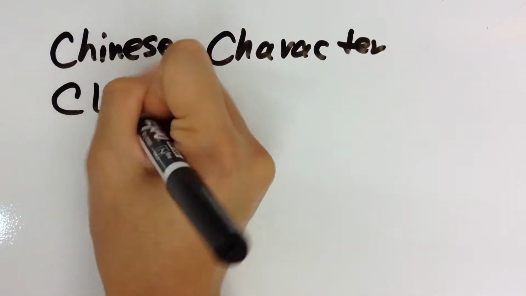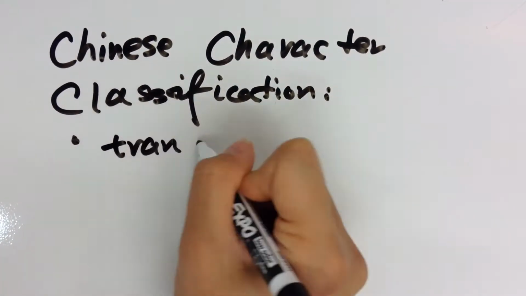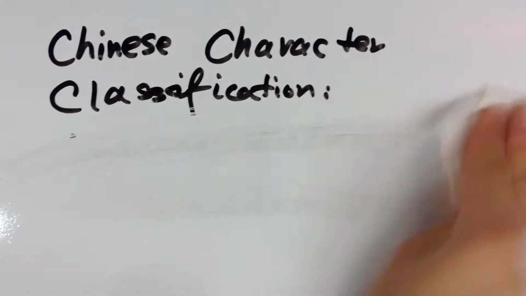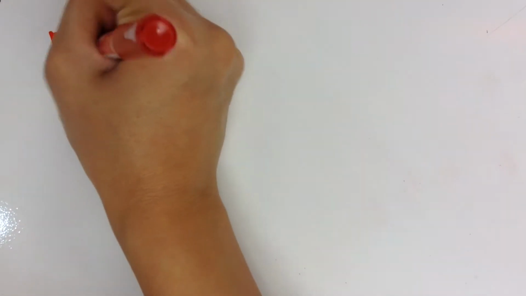Today I will introduce the rest of Chinese character classification: transfer characters and loan characters. As I talked about in the previous episodes, there are a total of 6 categories of Chinese character classification.